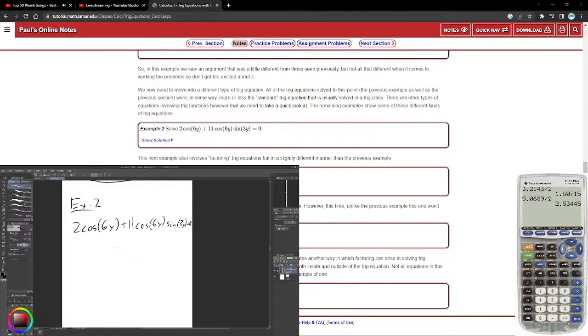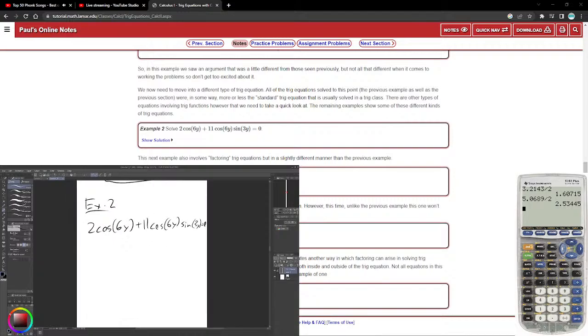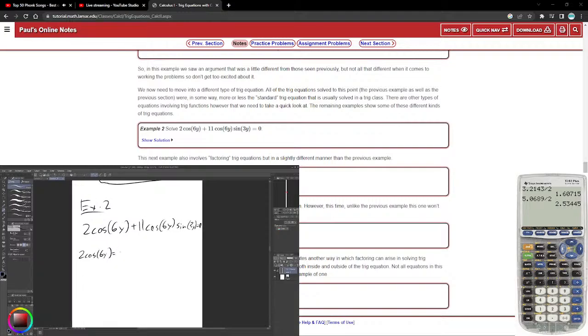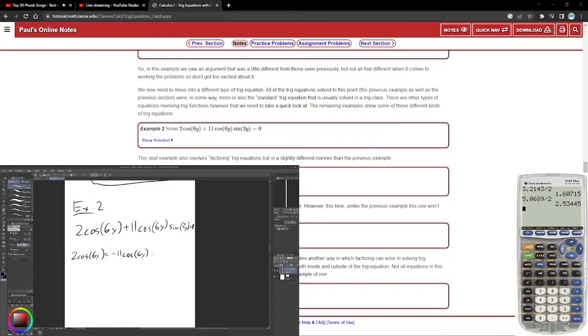Can't combine the coses because there's a sine attached to the one cos. And I can't divide by sine, because I'd just make a bigger mess. First thing I'm seeing is to subtract this over, so 2 cos 6y equals negative 11 cos 6y sine 3y.